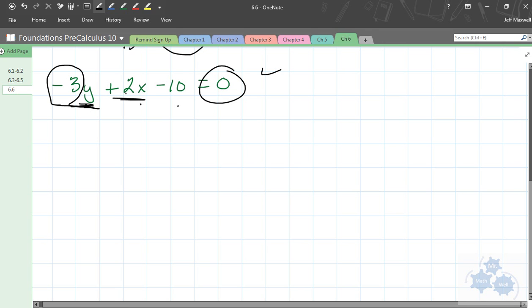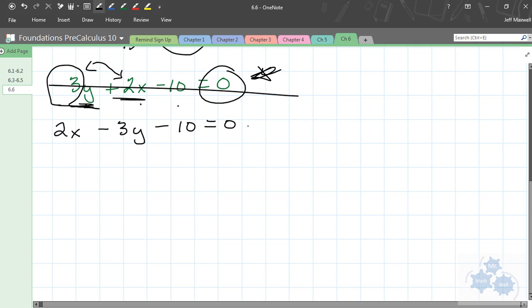So this is not technically in general form because we want to put the x term first. And how we do that is we simply rearrange these terms. So that's going to be 2x minus 3y minus 10 equals 0. Okay? So this is now general form, and the x term actually is positive. So that's good. I'm glad you said that because you're right, it does have to be positive.